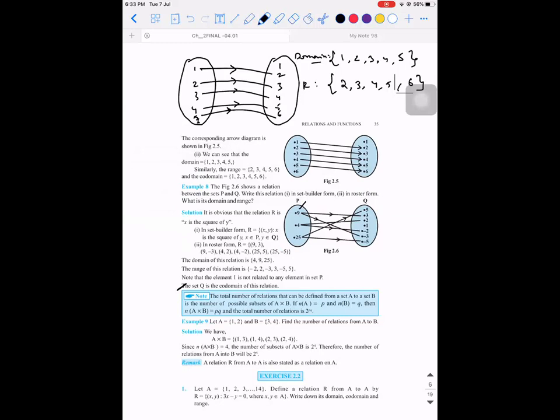Similarly, ninth one. Let A is equal to {1, 2}, B is equal to {3, 4}. Find the number of relations from A to B. So what is the number of relations possible from sets which have m and n elements? 2 power mn, right? So in this case, what will the answer be? 2 power 4. So there are 16 relations possible.